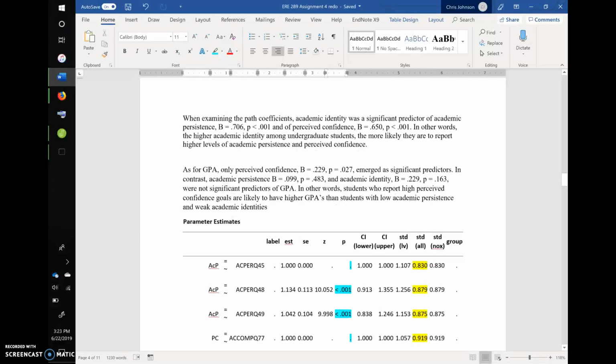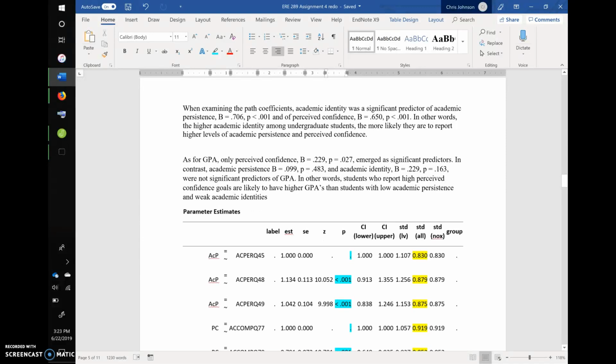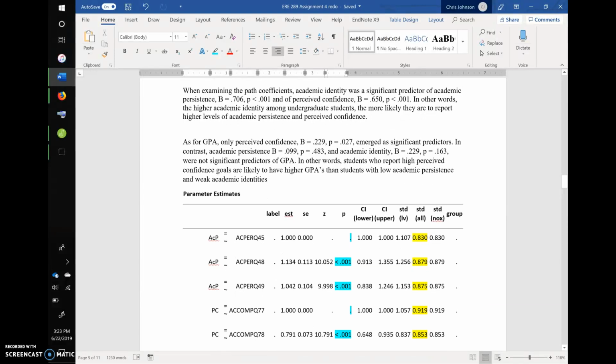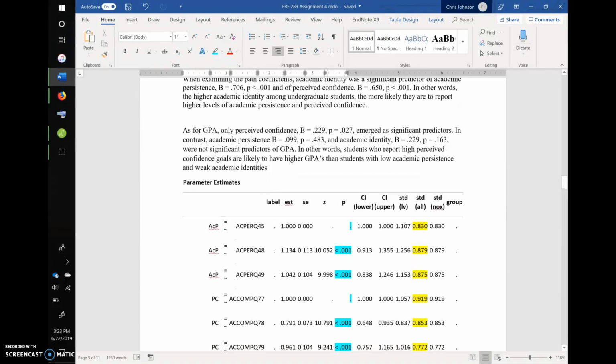Essentially what we found was, when examining the path coefficients, academic identity was a significant predictor of academic persistence due to the value of 0.76 and being below 0.001, and perceived confidence at 0.65 below 0.001. In other words, the higher the academic identity among undergraduate students, the more likely they are to report higher levels of academic persistence and perceived confidence.